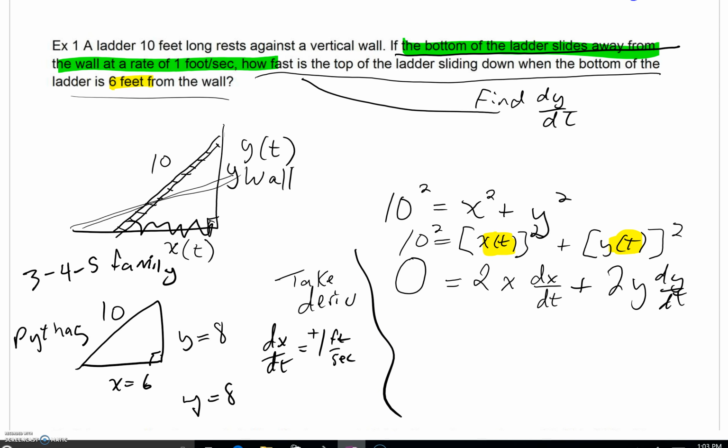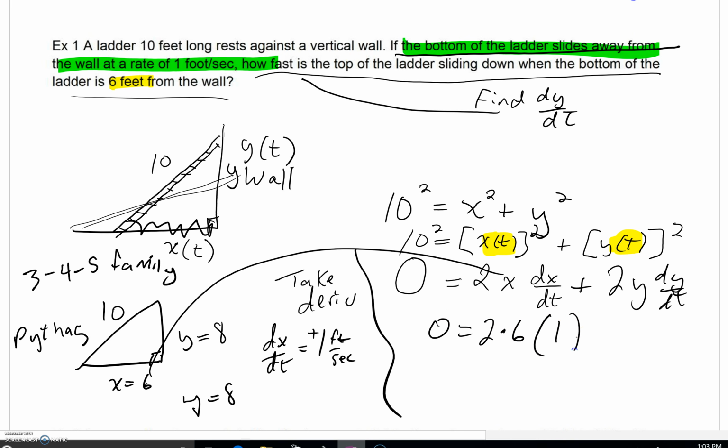And from here, guys, as we go ahead and just finish this up, we can say, well, my goodness, look at this. X is equal to 6. dx/dt we just found is 1. We read that in the problem. For the briefest moment, y is 8 feet. And then we can find dy/dt. By the way, you could have divided both sides by 2 if you wanted to earlier. That would have been very clever.